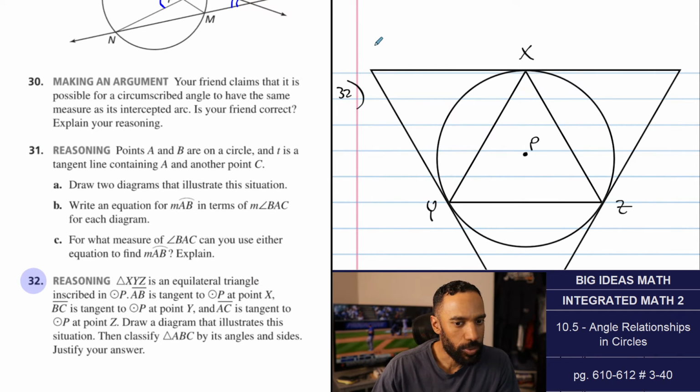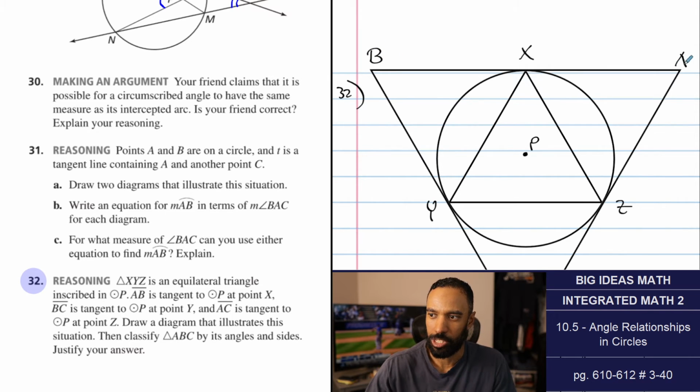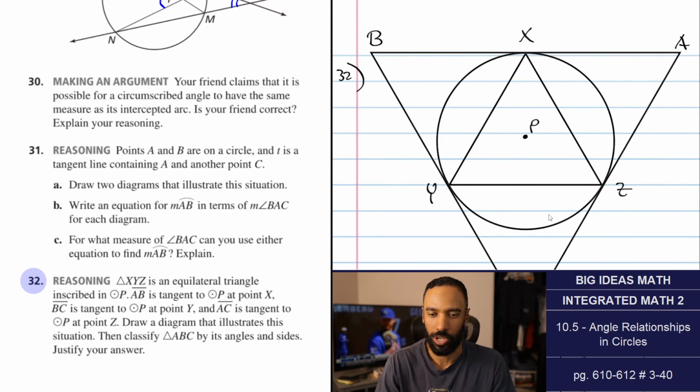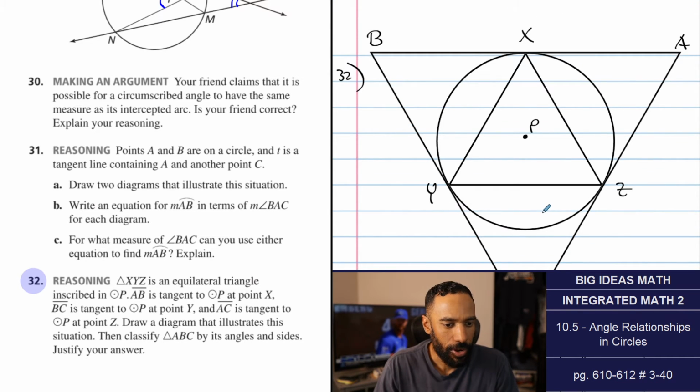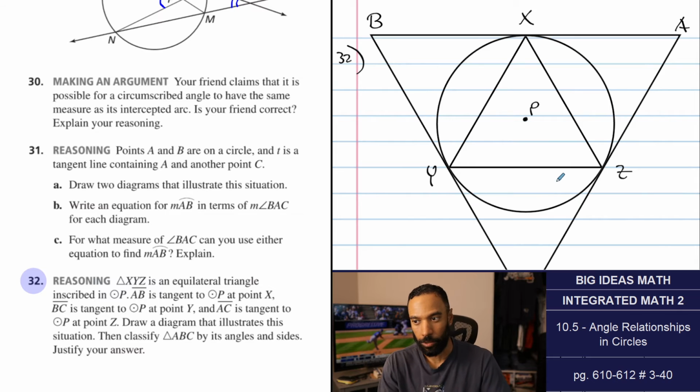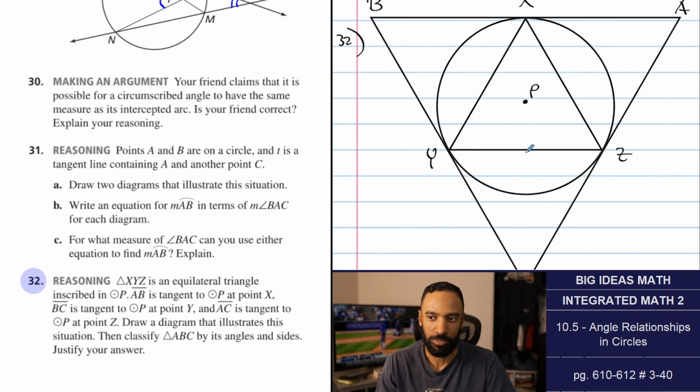AB, which one's tangent to Y? B is Y, so this has to be B, this has to be A, and I guess AC is tangent at point Z. So here's C, ABC, tangents, all that. Draw a diagram that illustrates it. I just did. Classify ABC by its angles and sides. Justify your answer. Well, I could tell you it's going to be an equilateral triangle just by the way things have to measure themselves out.